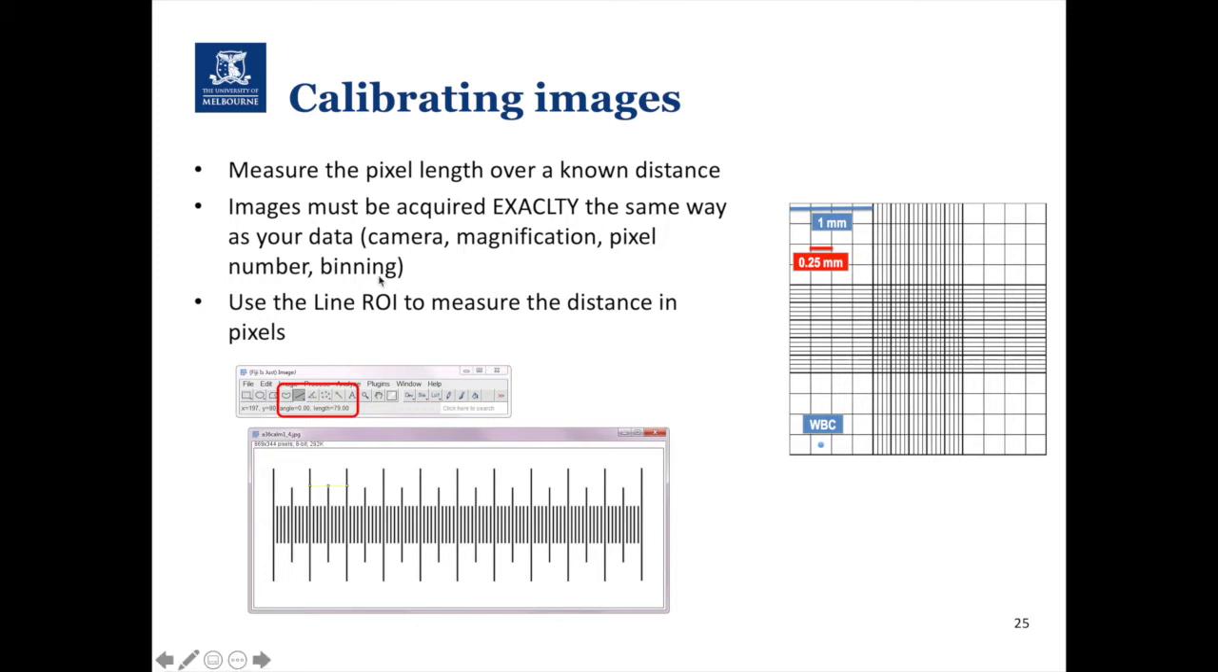So in that case, we'd use the line region of interest tool and draw that across our distance. That will give us the length in pixels. And as long as you know the distance, you can then work out the size of the pixels within that image.